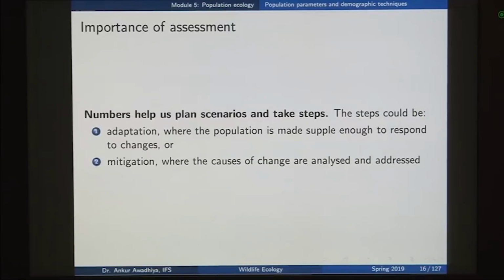On the other hand, you could even go for mitigation, where the causes of the change are analyzed and addressed. So, in the case of disease, you might want to kill off all the parasites or kill off all the vectors and so on. So, essentially an assessment of a population size or the numbers is extremely crucial.